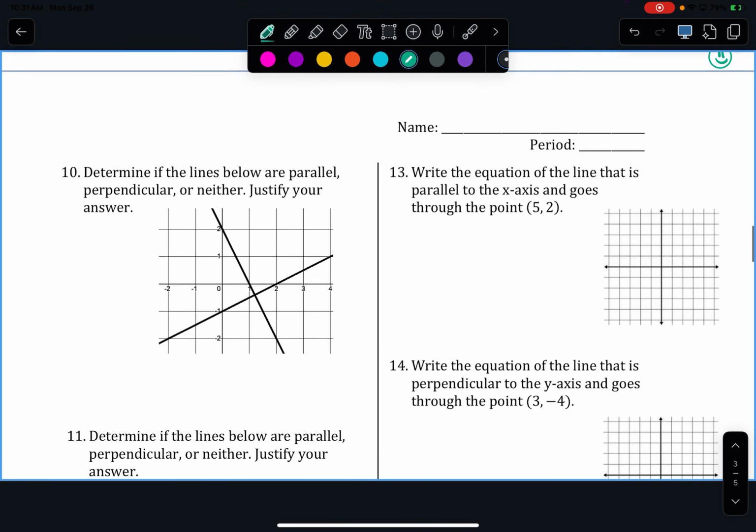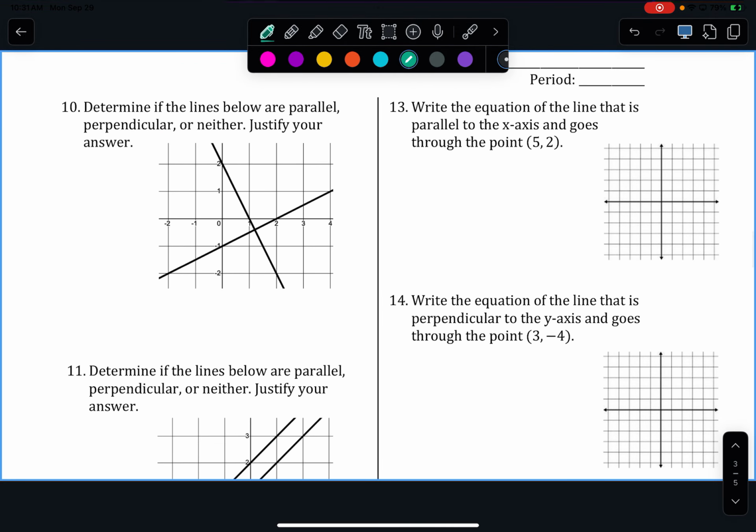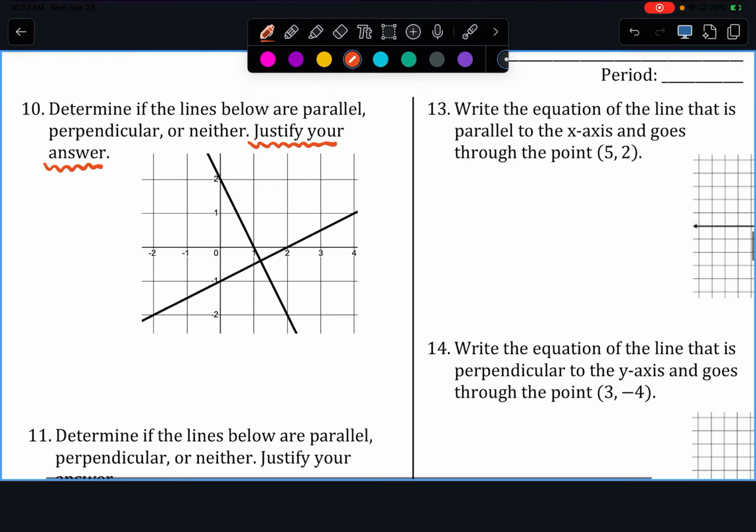All right. Let's go look at number 10, next page. We're halfway done. Determine if the lines below are parallel, perpendicular, or neither, and justify your answer. Please do not just look at the graph and say, yes, it's perpendicular, right? They're clearly not parallel. You must prove it, right? That's what justify means.